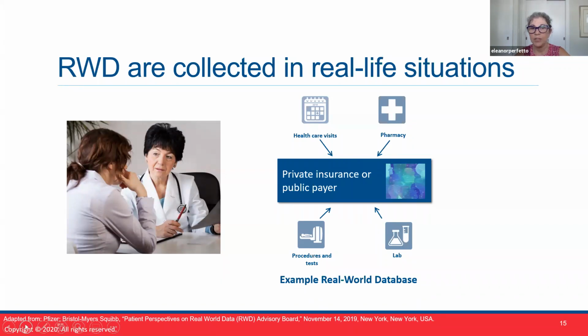There are procedures, tests, other kinds of things like lab tests that take place. And that information can all be sent to the insurer because those bills need to be paid by the insurance company. And that produces a database that's used for paying those bills, but it can also be used for a real-world data analysis. So this is just one example of where the data come from that can be used in collecting real-world data and in conducting a real-world data analysis.